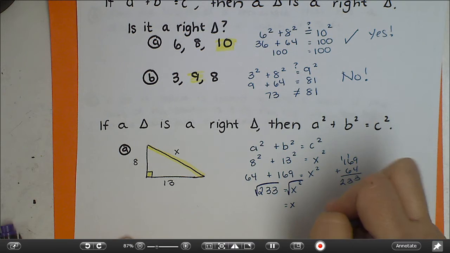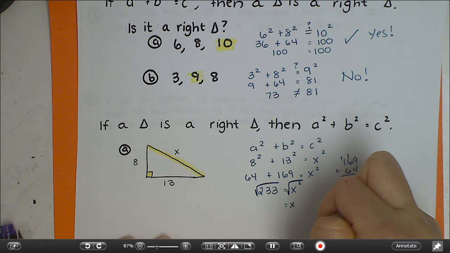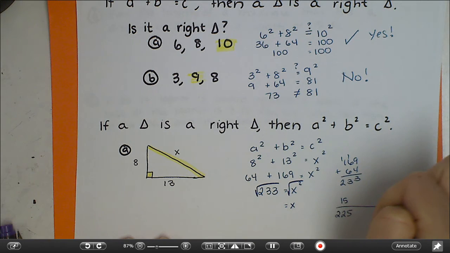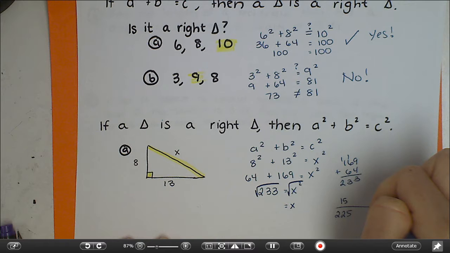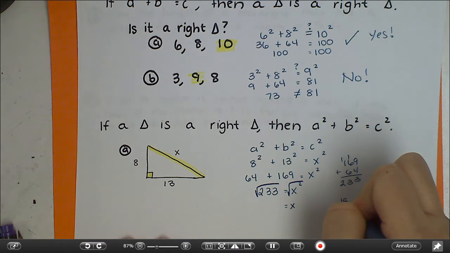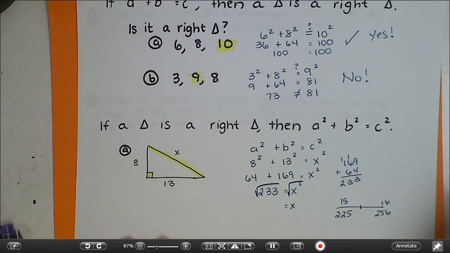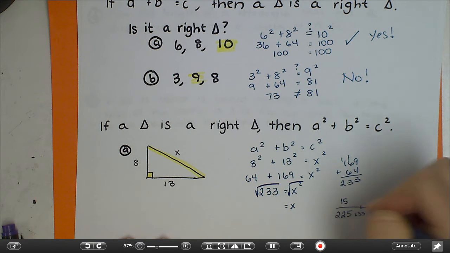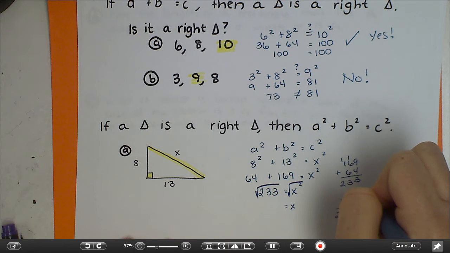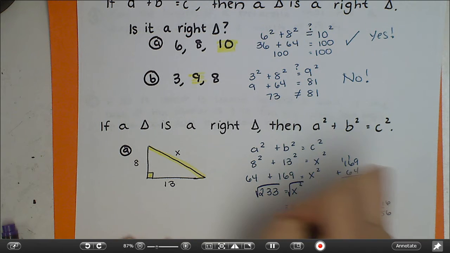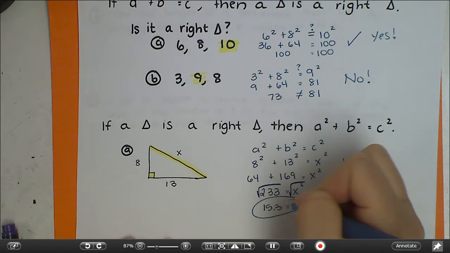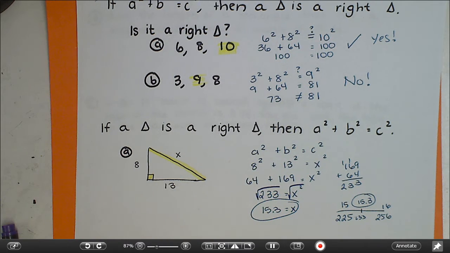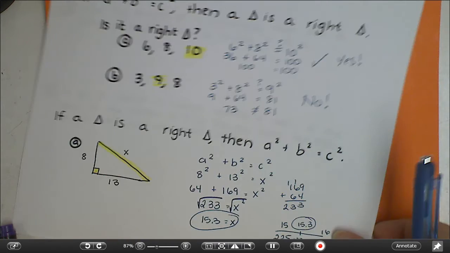But I know that 233 is between 225, which is a perfect square, and 16 squared, which is 256. Okay, 225 is pretty close over here to 15, or 233. So I am going to think that this might be like 15.3 or so. So x is approximately 15.3 units long. All right, let's look at another one.